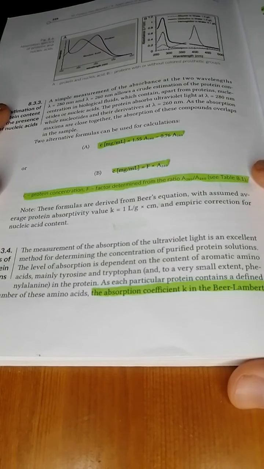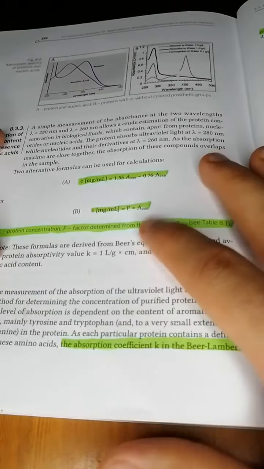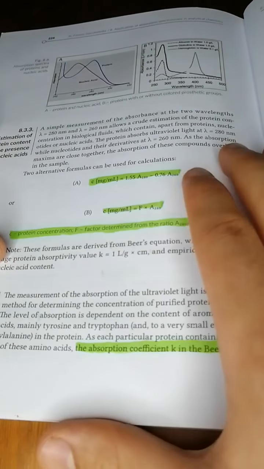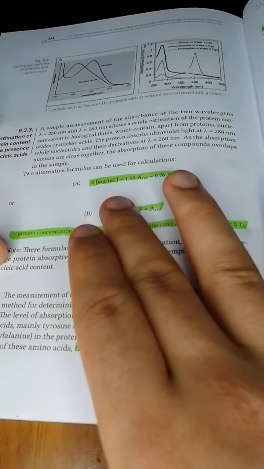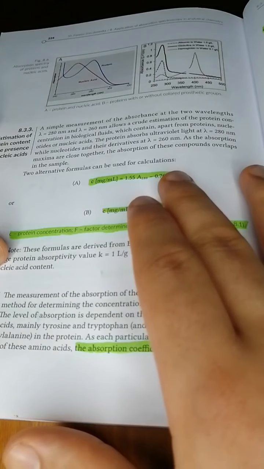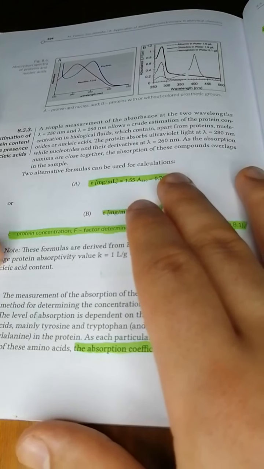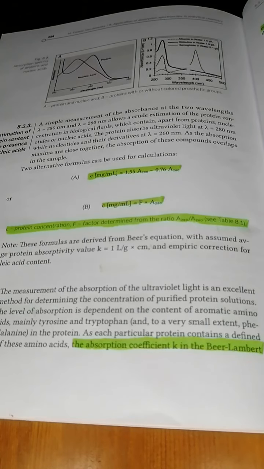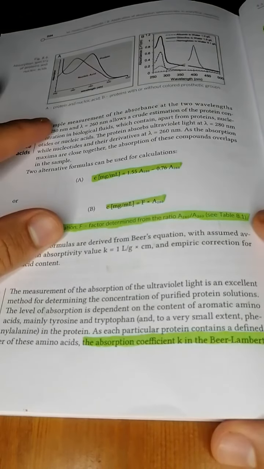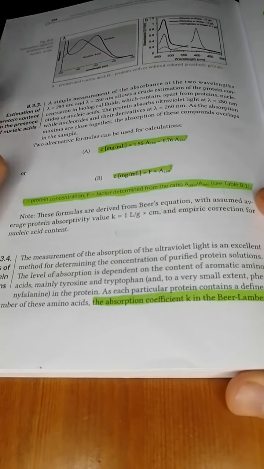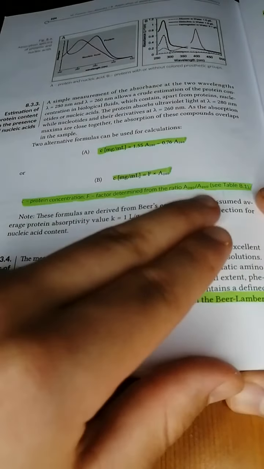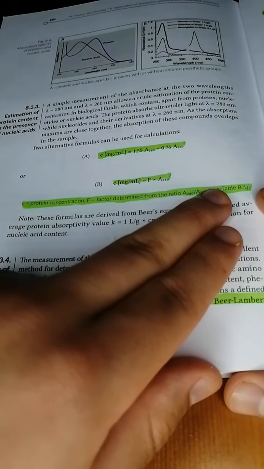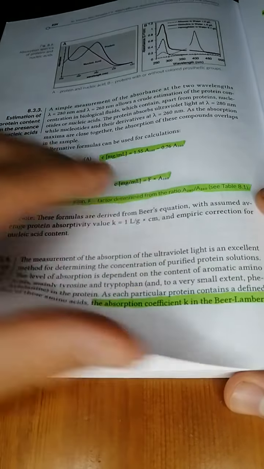So these values here are constant. It tells you that you also have a factor from the ratio of absorbance at 280 compared to 260, and that's for the concentration of proteins.